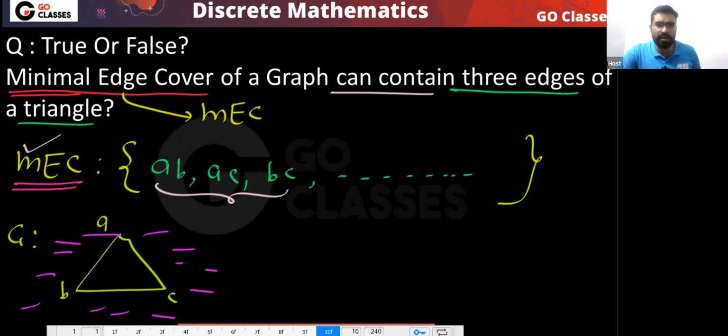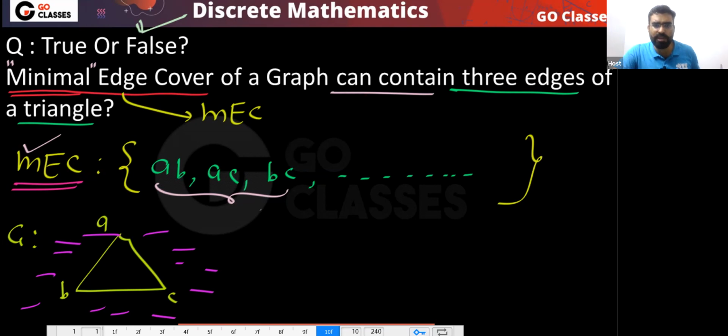Remember, this is minimal. So why is this not possible? So the statement is false. Very good, the statement is false. But why is this false? Because this is minimal. Focus on the word minimal. Because it is minimal, you can remove this. You can remove this BC. These two vertices, B comma C, are already covered. This edge is unnecessary. I can say one of these edges is unnecessary. One edge can be removed.